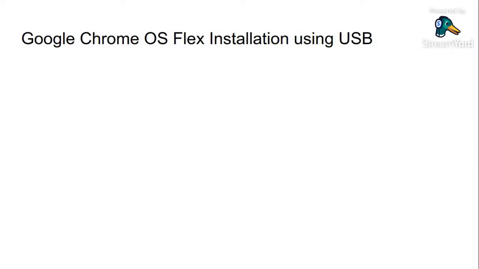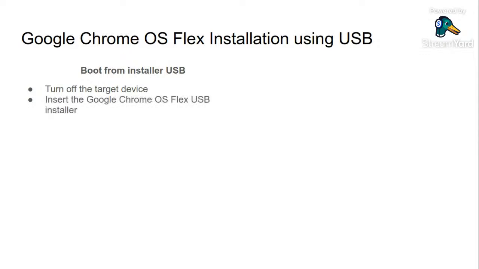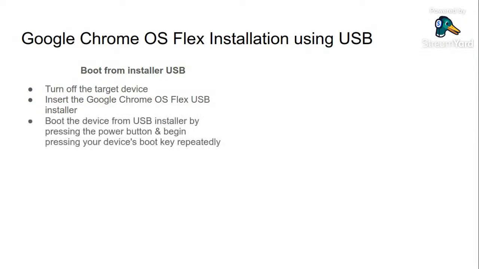So following is the process from the USB. So these are the points. First of all, turn off the target device. Insert your Google Chrome OS Flex USB installer and boot from the USB installer by pressing the power button, and then begin pressing your device boot key repeatedly.